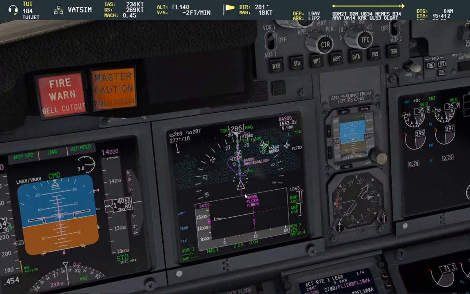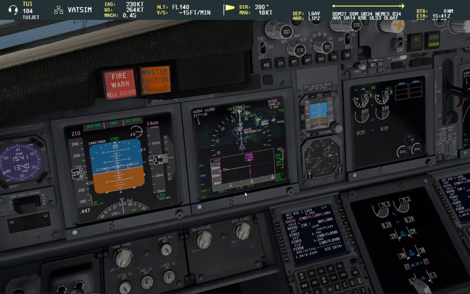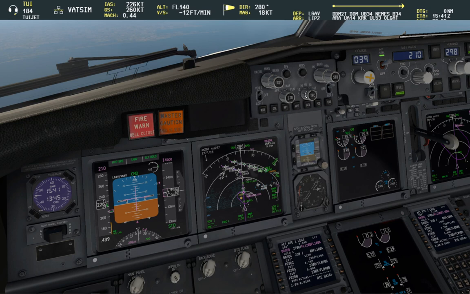Yep, looks good on the screen as well. Descent flight level 150, hold over hot gig. Hold over hot gig, Maroc 8717. This guy is not at the correct level.